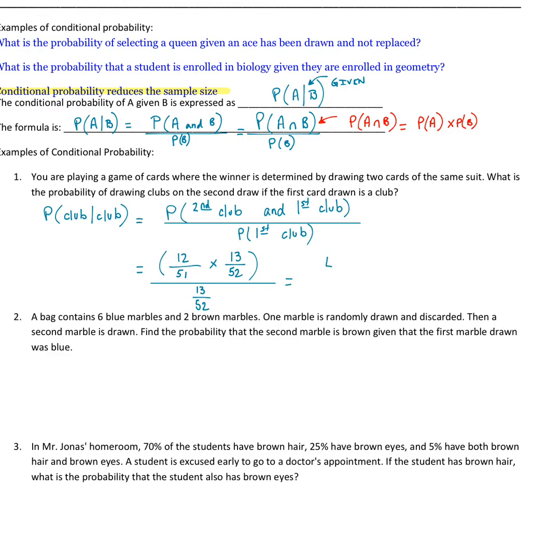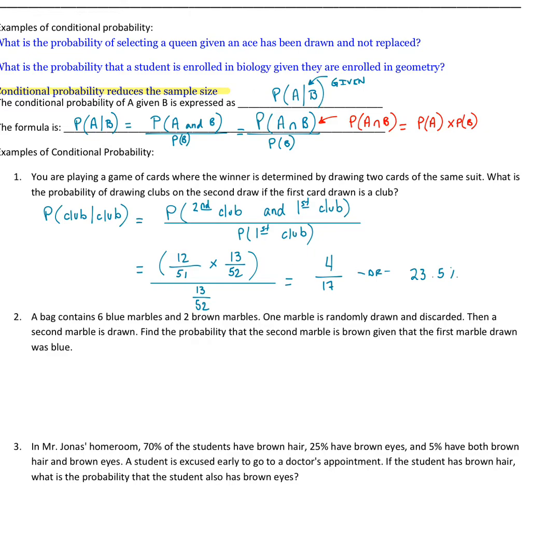So we get 4 out of 17 when we pop that all into our calculator. Or, again, we can express probability as a percentage. We would say 23.5%. Okay.